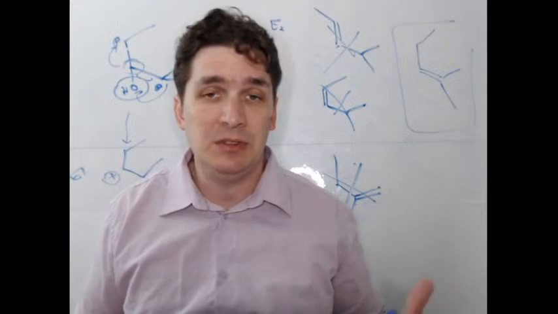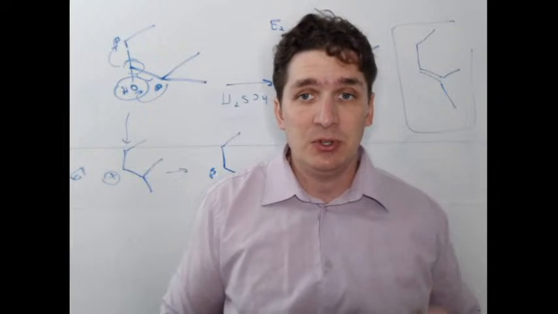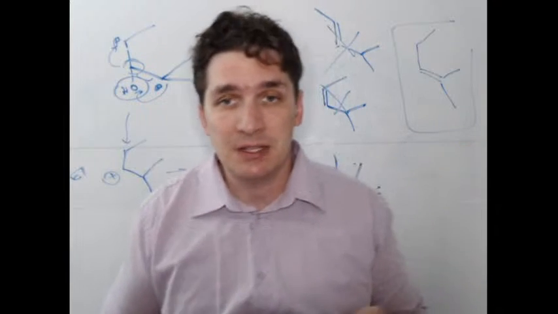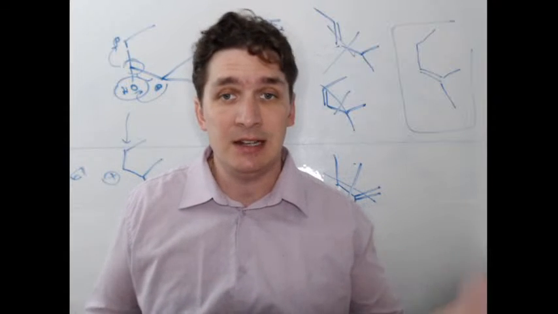Again, back up what you think the mechanism is. Is it E1 or E2? If it's E2, it's a lot simpler. You just start drawing out to the different beta carbons, and you're probably most likely going to eliminate from the most substituted one that has a hydrogen. If it doesn't have hydrogen, it can't eliminate.